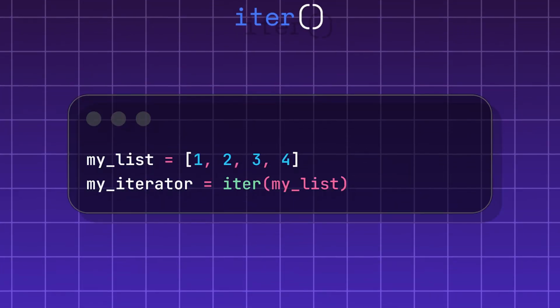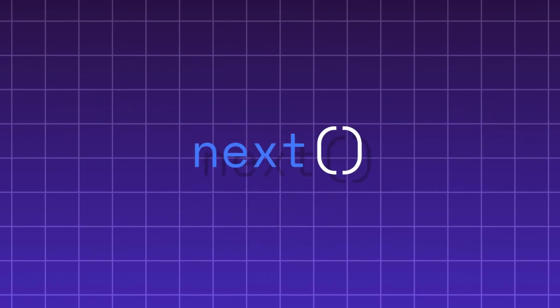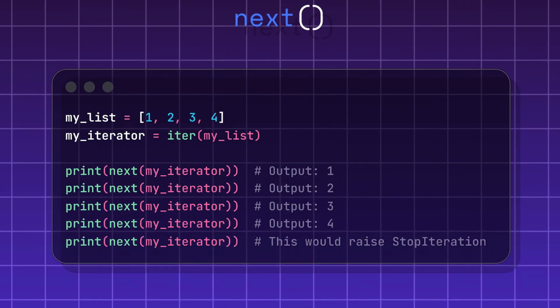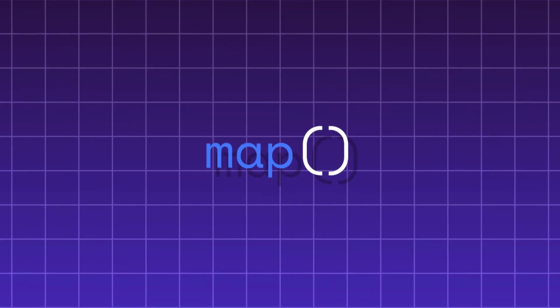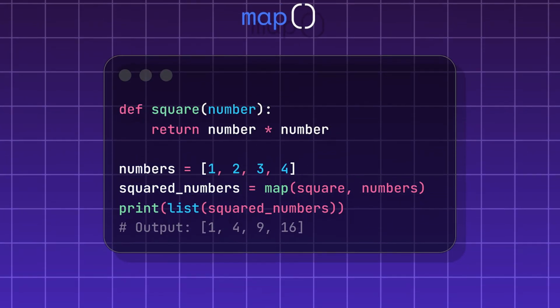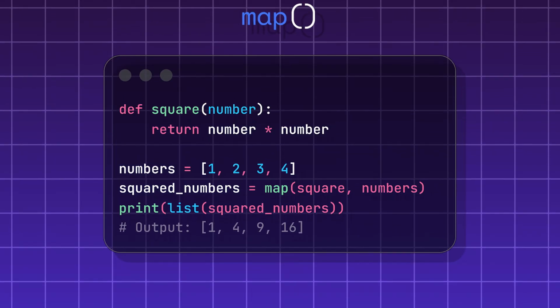Iter creates an object you can iterate or loop through. Next goes to the next item in something you're cycling through. Filter keeps only items that meet a specific condition. Map applies a function to all items in a list, tuple, or other iterable.